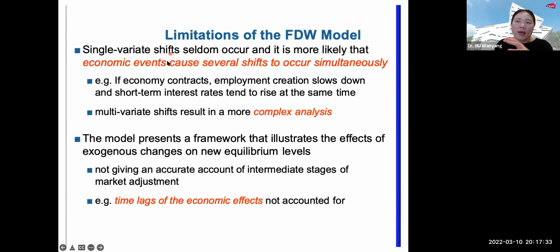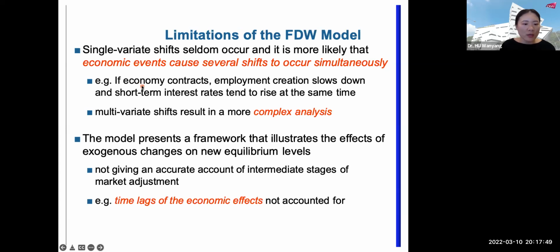In the real world, it's very rare that we see a single variable change. So most of the time, economic events will cause a lot of shifts, and these shifts will occur simultaneously. So sometimes it's very difficult to track the change.